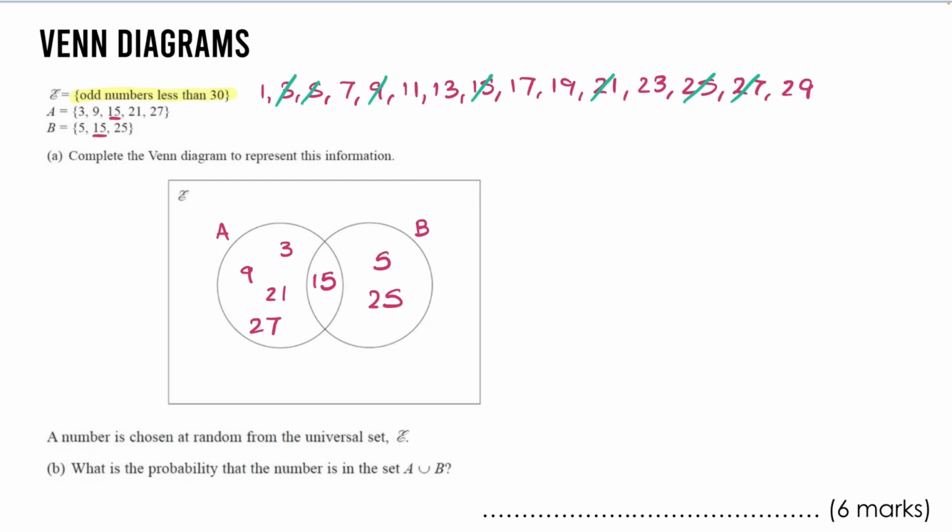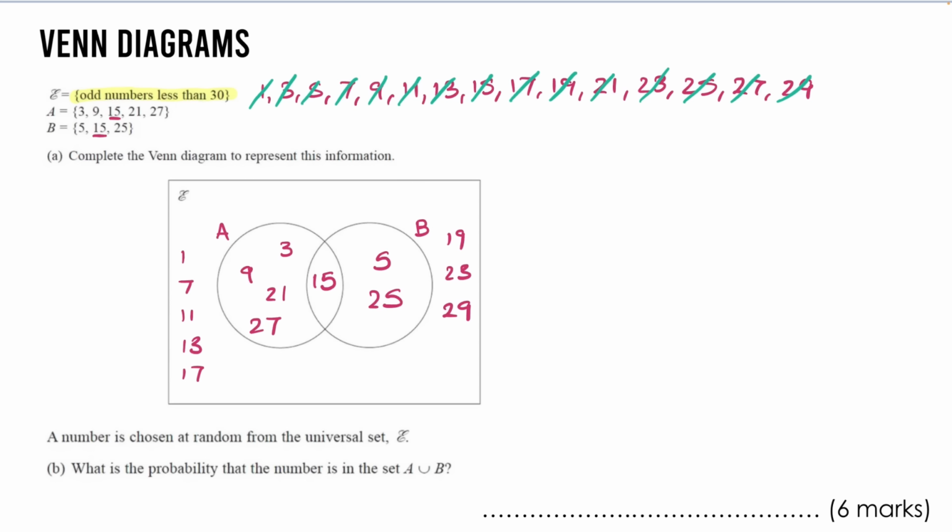And all of those remaining numbers need to go around the outside. So 1, 7, 11, 13, 17. We've also got 19, 23, and 29. And make sure that you've written them all in. I would even go back now and cross off the ones as you can see that you've written them, just to make sure there's definitely not a number there that hasn't been crossed off.